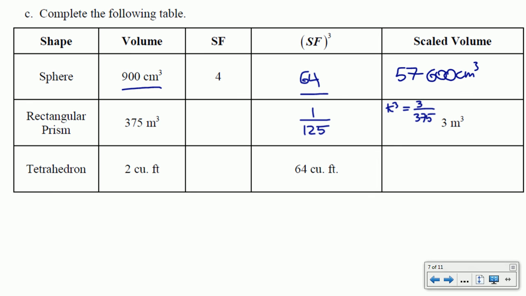And then we can determine the scale factor by cube rooting this number, or if you prefer, you can cube root the numerator and the denominator separately. So the cube root of 1 is 1, and the cube root of 125 is 5. Next we have a tetrahedron with a volume of 2 cubic feet. We can determine the scaled volume by multiplying by the scale factor cubed. 2 times 64 gives us 128 cubic feet, and we can determine the scale factor by cube rooting 64. The cube root of 64 is 4.